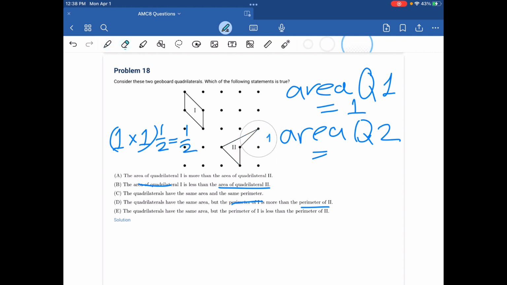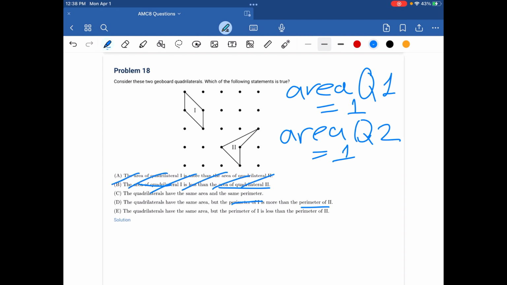And then we can do the same thing for this bottom triangle over here. The base, we'll just say this top part is 1, and the height is 1. And this is the same thing as this. So we get a half plus a half, which is equal to 1 again. So we see that the two areas are the same, 1 and 1. So this immediately crosses out the first two answer choices, because these say that one is greater than the other.